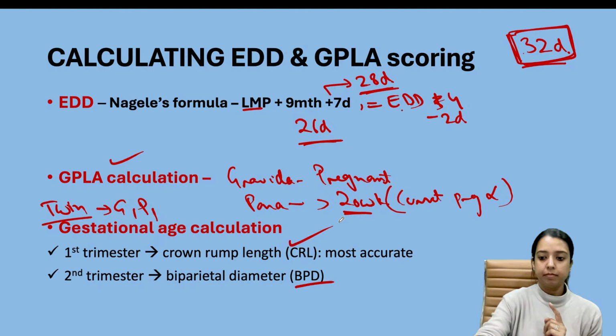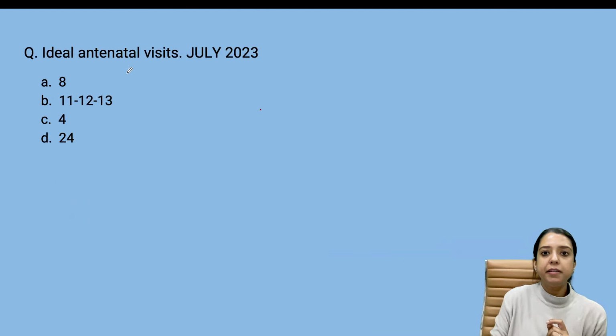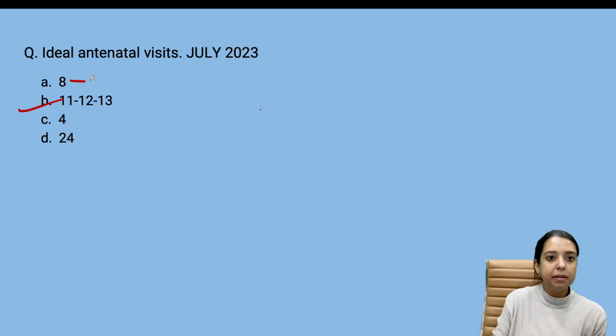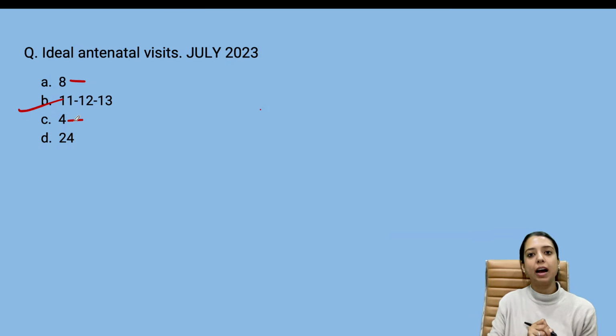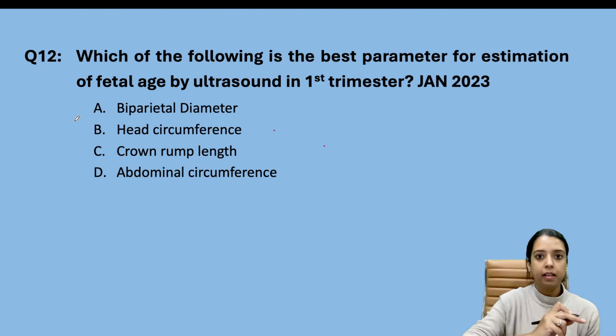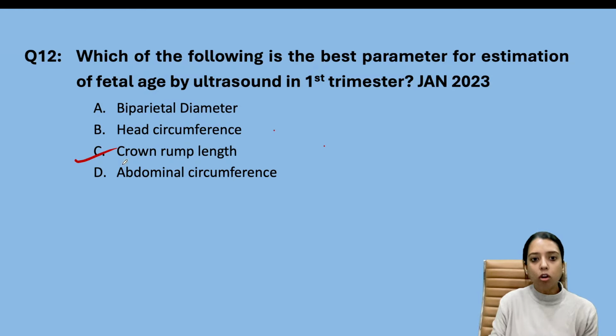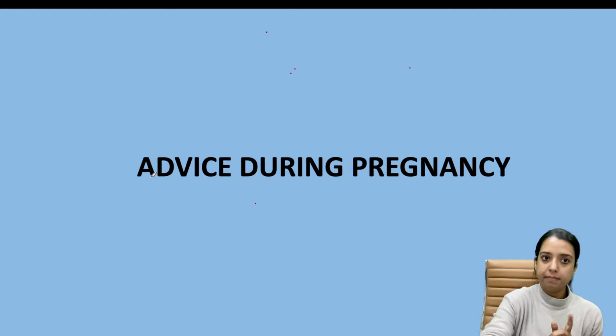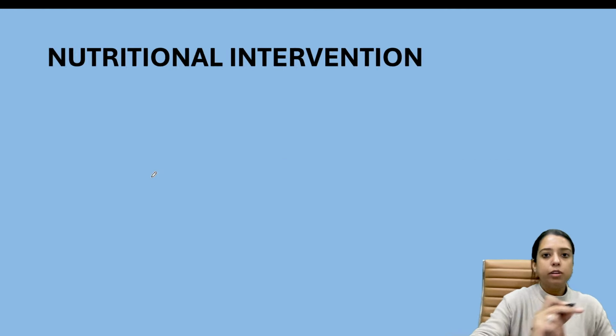ठीक है. Moving ahead. Ideal antenatal visits. Ideal 11, 12, 13 ये था. ठीक है. 12 to 14 is the ideal visits. ठीक है. This is the minimum visit by WHO, minimum visit by our guidelines, Indian guidelines. Which of the following is the best parameter for estimating fetal age by ultrasound in first trimester? Overall also, if it is given which is the best parameter for fetal age estimation, then also it is CRL. Done only in first trimester. Good. Okay?